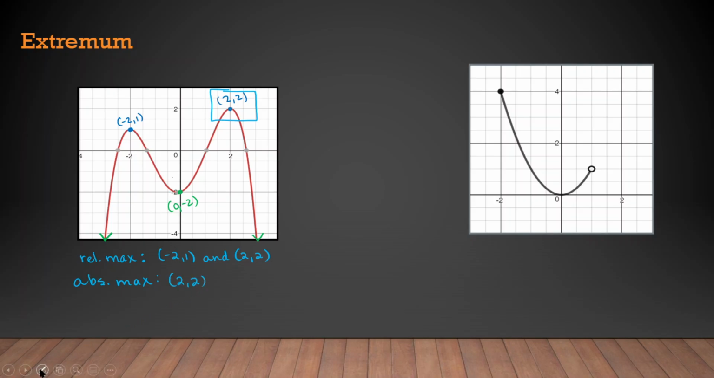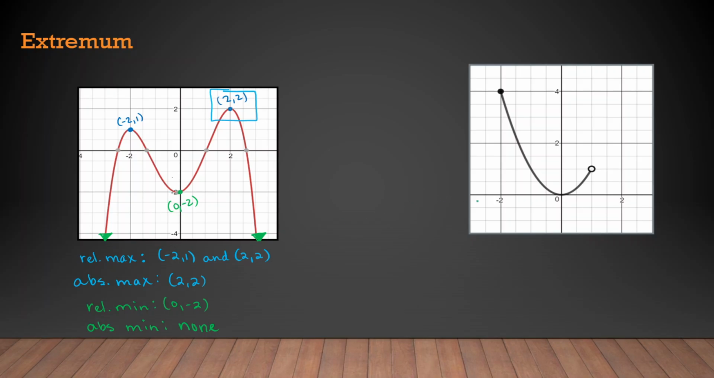Then let's talk about the minimums. First of all, we have this valley. That'll be a relative min at 0, -2. But we have no absolute min because the curve is going down forever, so it doesn't have a bottom.